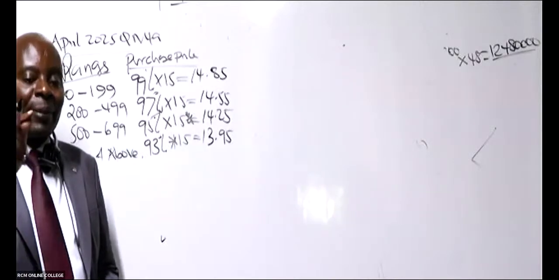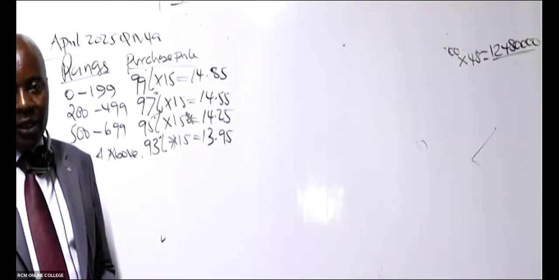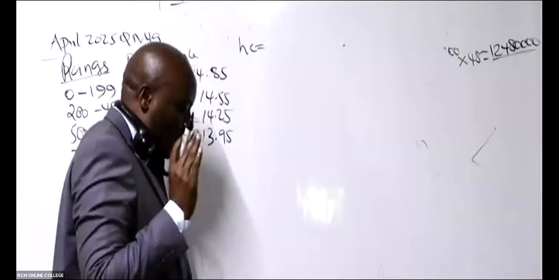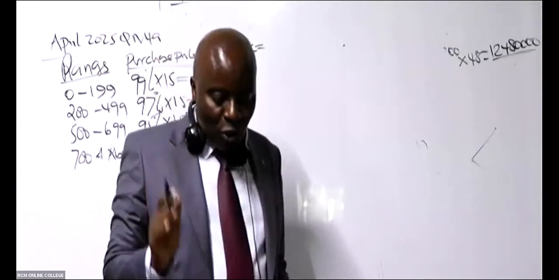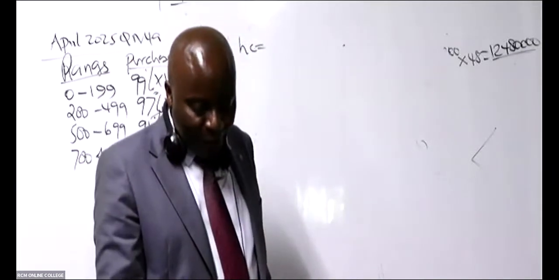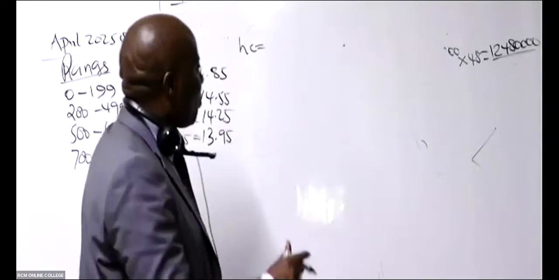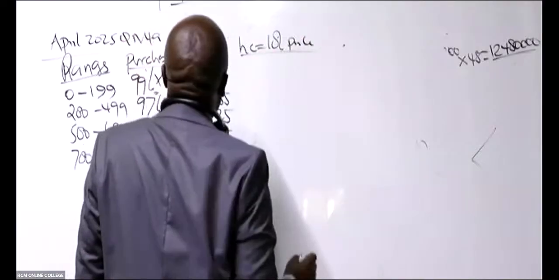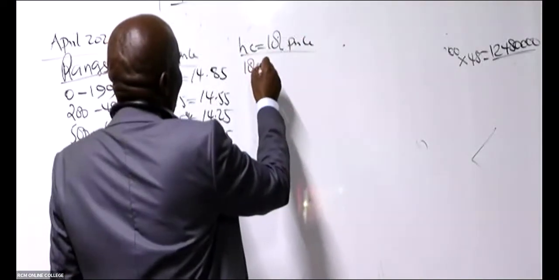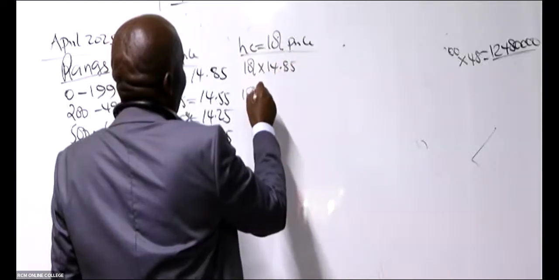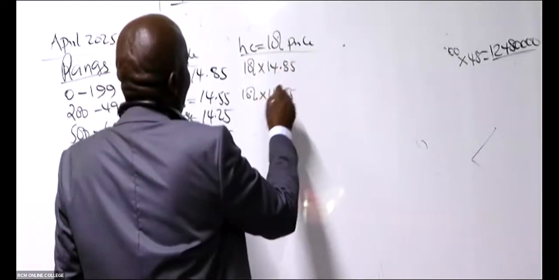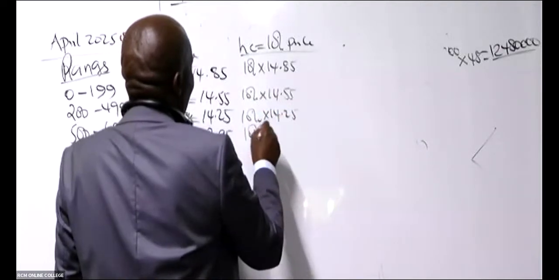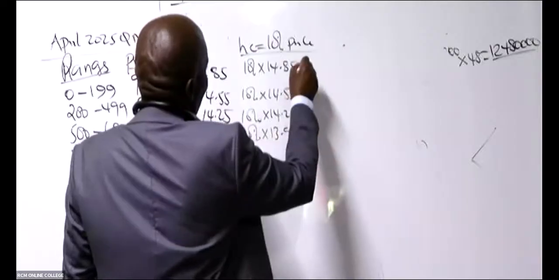You see, holding cost is a percentage of the price. So first of all, I'll give my examiner the holding cost. Are you able to see the percentage of holding cost? Holding cost percentage is what here? Is 10%. So 10% of the price. So we start from here. So this will be 10% of 14.85. 10% of 14.55. We have here 10% of 14.25. We have 10% of 13.95, like that.